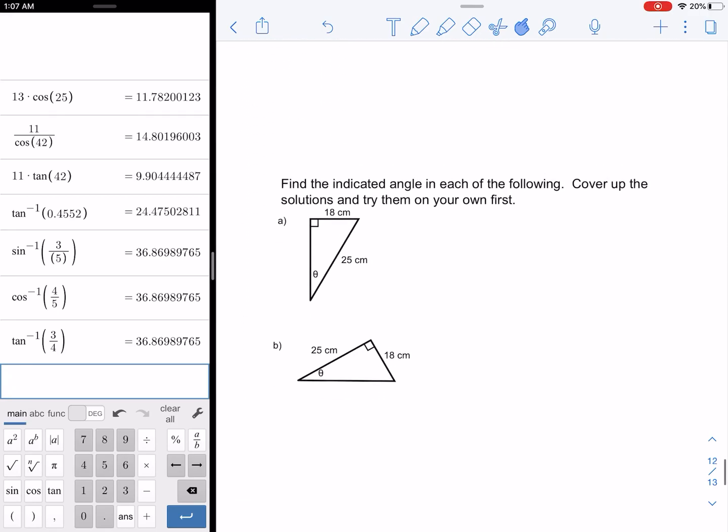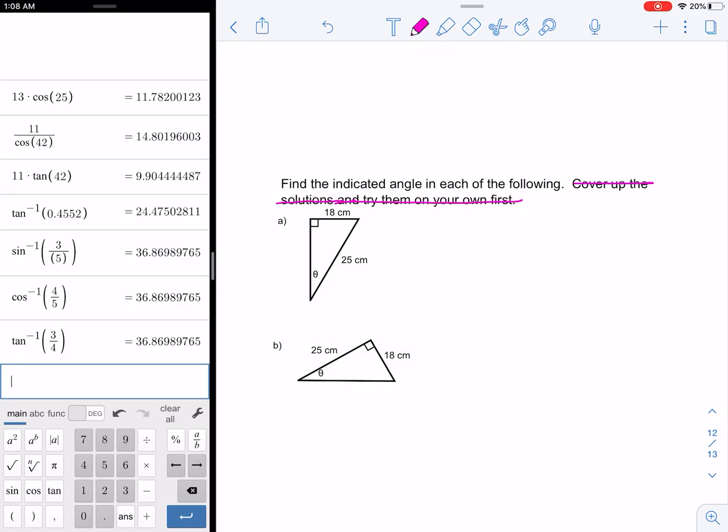All right, now it says find the indicated angle for each of the following. Again, you're not going to cover up the solution. You're going to stop the video and try it on your own first, and then start the video up again and see how you did. So stop the video now.